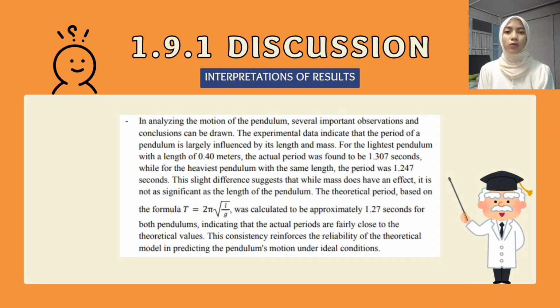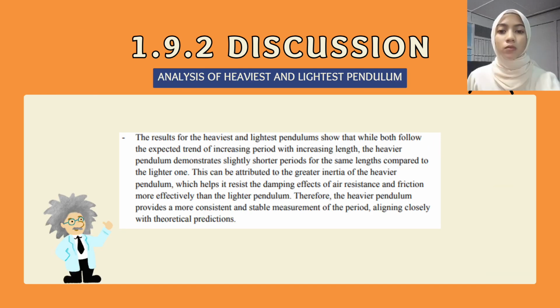For the theoretical versus actual period, the theoretical period calculated using T equals 2 pi square root L over g was approximately 1.27 seconds. Our experimental results were close to this, supporting the reliability of the theoretical model. This finding confirmed that the theoretical prediction aligns well with the actual pendulum behavior under ideal conditions.